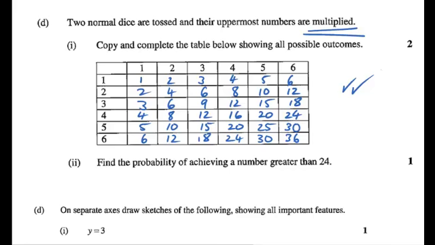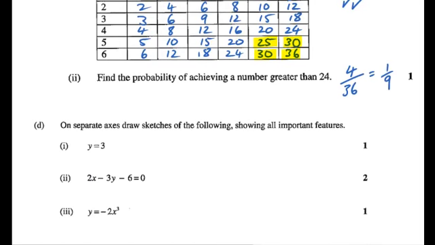Part 2, find the probability of achieving a number greater than 24. Just have a look how many there are. Greater than 24 does not include 24, so there is 25, 30, 30, and 36. So our probability should be 4 out of 36 possibilities, and when you simplify that, you get 1 out of 9.